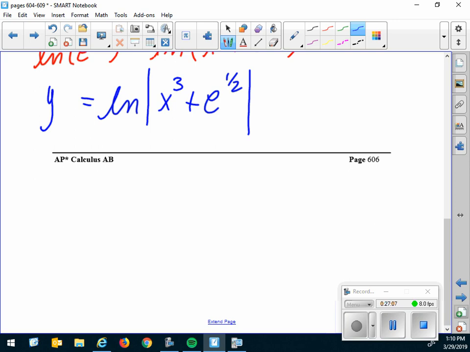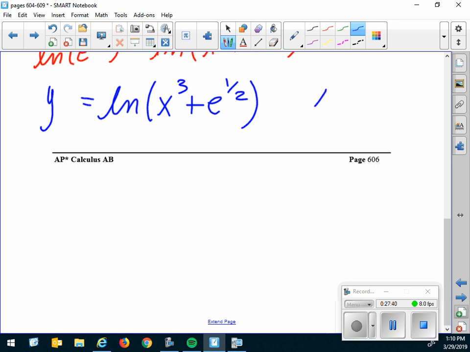Now, we found the A part. Now let's find the B part. Oh, I know what he did. He took care of that. Let me show you something. He took care of this in the domain. Because if you notice, the B part says find the domain and the range. So he took care of this in the domain. So that's why we're okay.